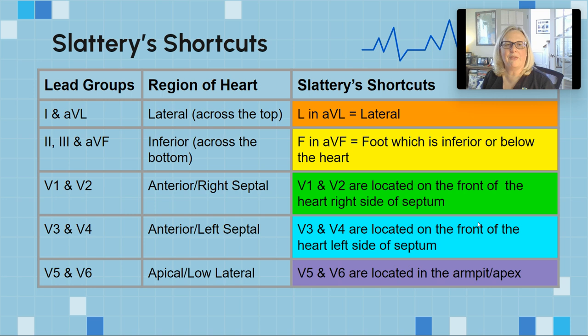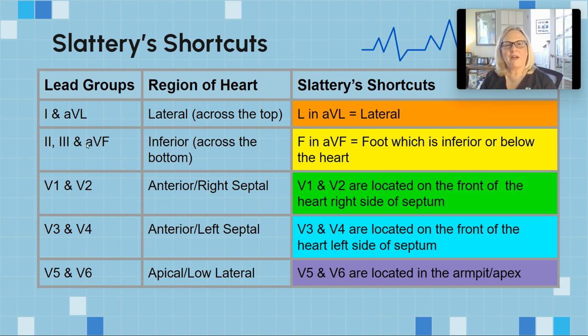All right, let's take a look at the shortcuts. So we've already got this stuff written in. If you haven't, you can catch up now. So I remember that 1 and AVL go together. L in AVL stands for left arm, but it also stands for lateral. So across the top is lateral and left arm. So it's laterally heading to the left arm, L's everywhere. AVL, 1 and AVL. We know 1 goes across. And 1, literally Roman numeral 1, looks like a lowercase l. That's how I remember that.